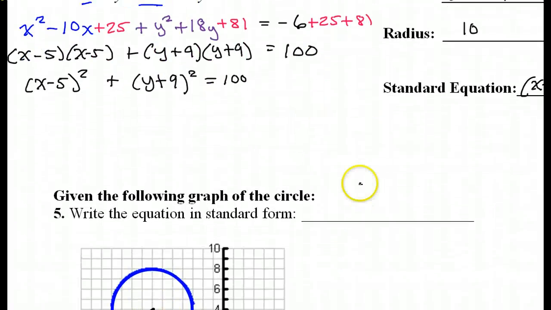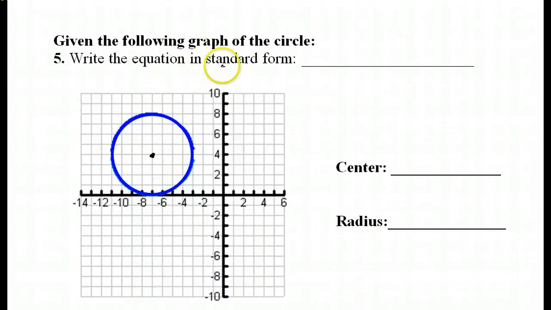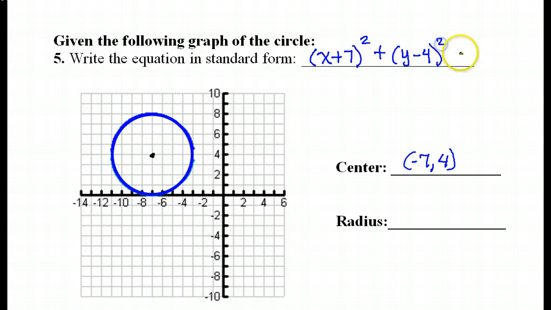Looking at number 5. We're supposed to write the equation in standard form from the graph here. Let's start with the center. The center is at negative 7 comma 4. Just double checking, negative 7 comma 4. That gives us the entire left side of the equation, because we should have x plus 7 squared and then y minus 4 squared. And here is going to be the radius squared.